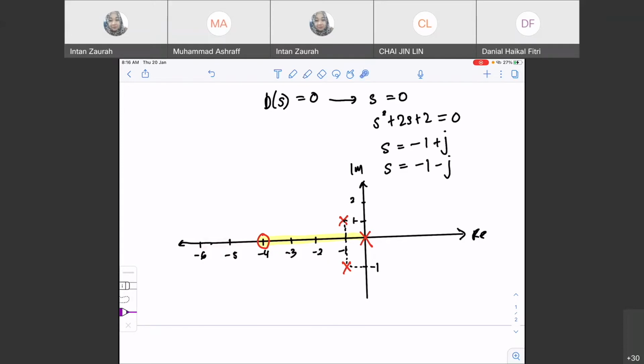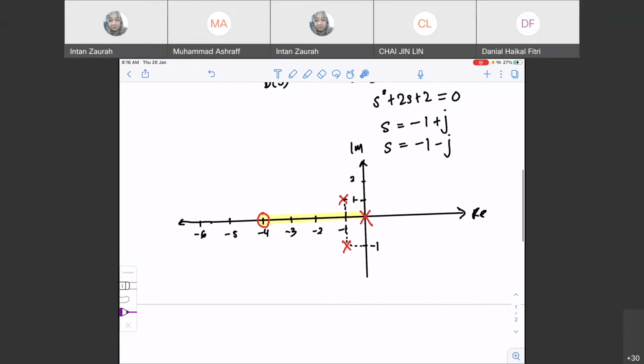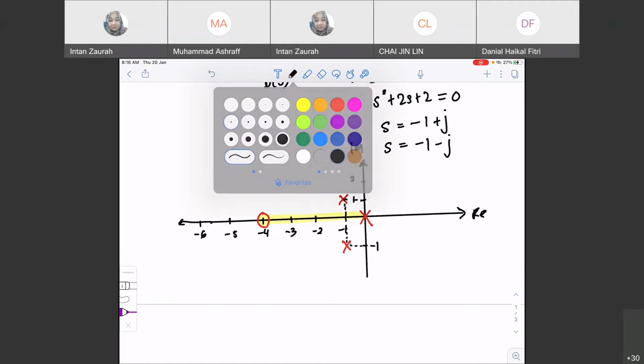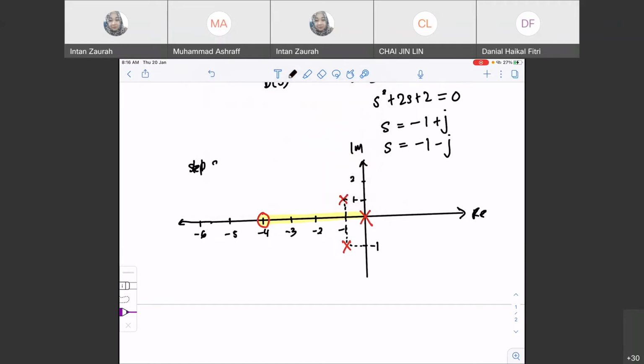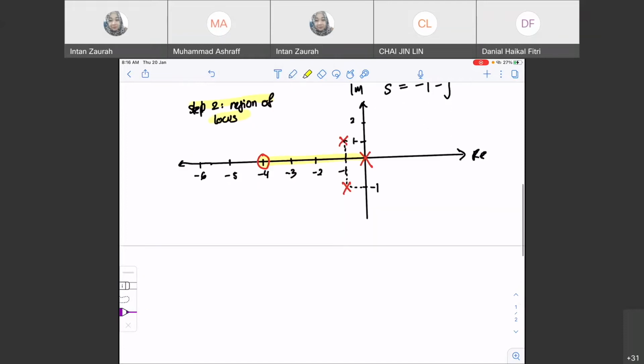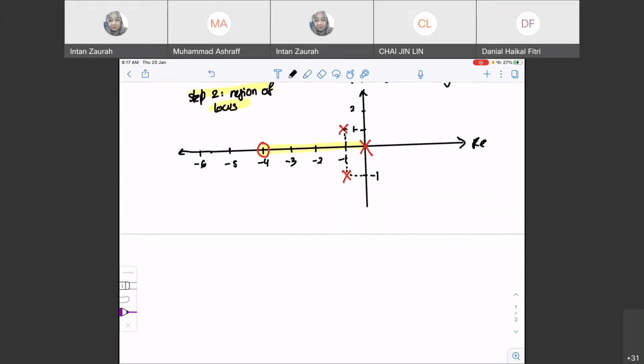But of course, I remember that there's another pole here and another pole here. For the complex poles, there will be locus as well, but it's not going to be on the real axis. So we need to find how the locus on your complex poles behaves. Okay, so this is step number 2. So I can just write down step 2, region of locus. Okay, so that's it. And then you write down your step number 3 if you like.